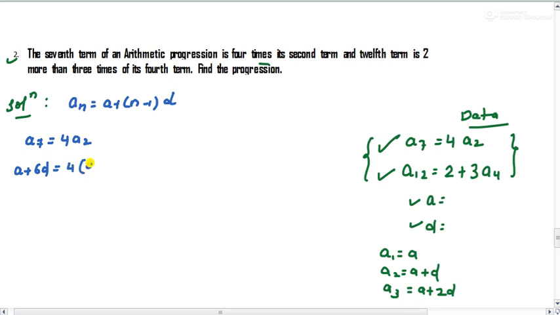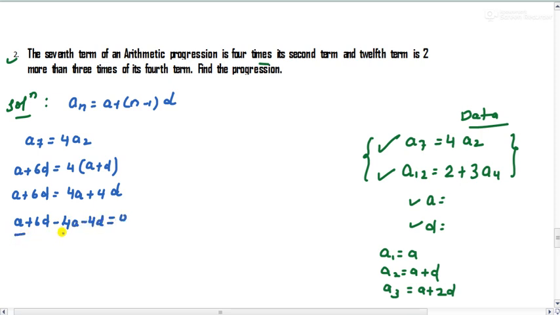4A2 can be written as A plus D. Any doubt in this? Yeah. So now just remove this bracket, multiply 4 into A plus 4 into D. Now bring everything to LHS, like A and D to LHS, and if there is any number, keep it in RHS. So A plus 6D is equal to minus 4A minus 4D equals 0.